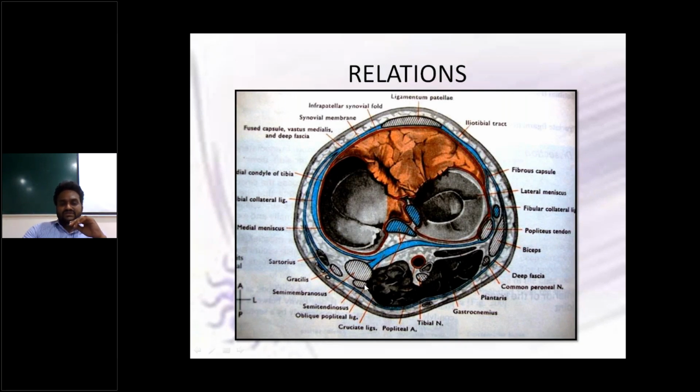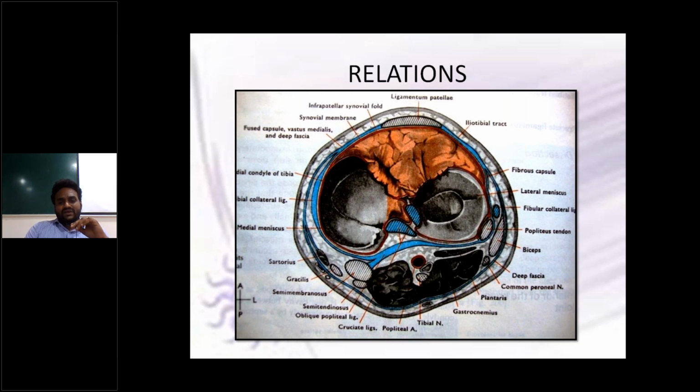Medially it is related to these muscles: sartorius, gracilis, semimembranosus, semitendinosus. And laterally it is related to the tendon of biceps femoris. So these are the relations of the knee joint.